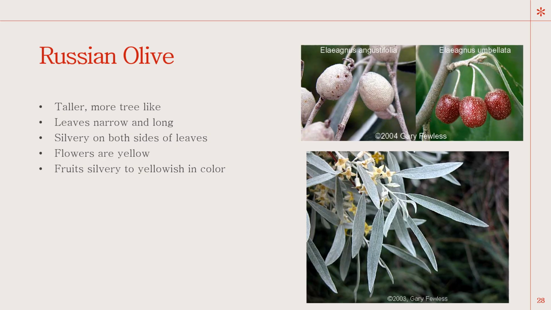So Russian olive will have very slender, long leaves that are silvery on both sides of the leaf, so they're almost whitish in color. And the flowers are going to be a very distinctive yellow color, and the fruits actually are silvery to yellowish, not that vibrant red color that autumn olive will have.